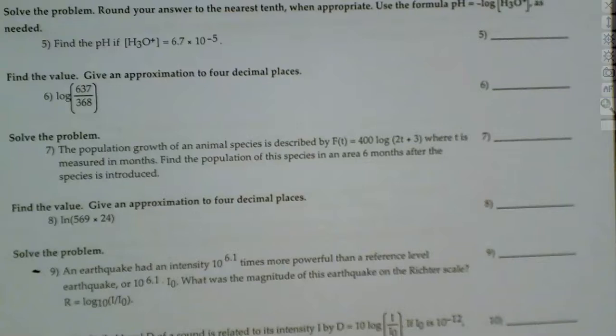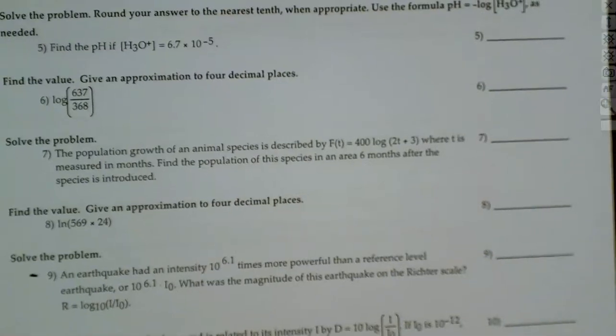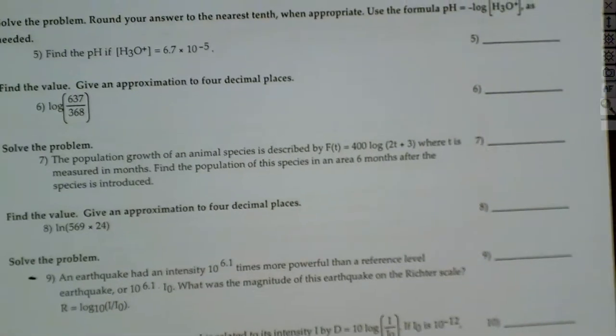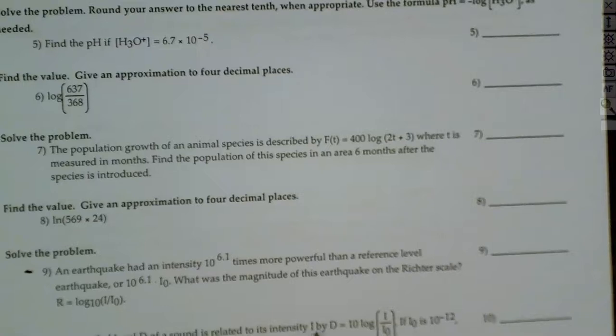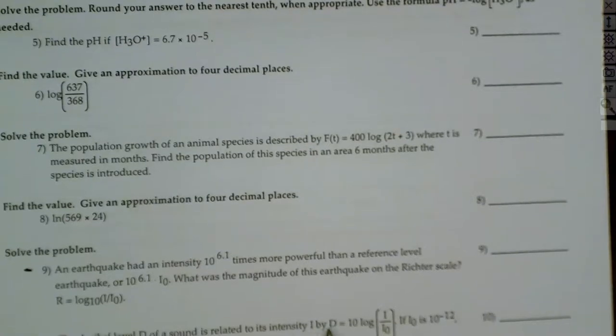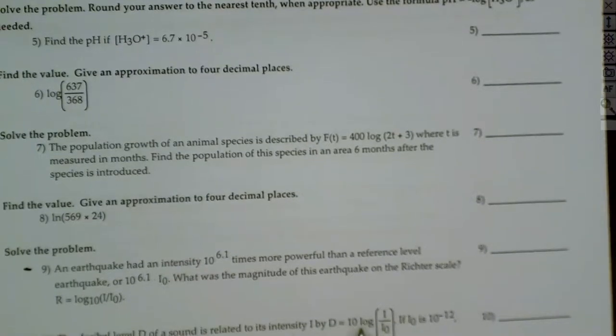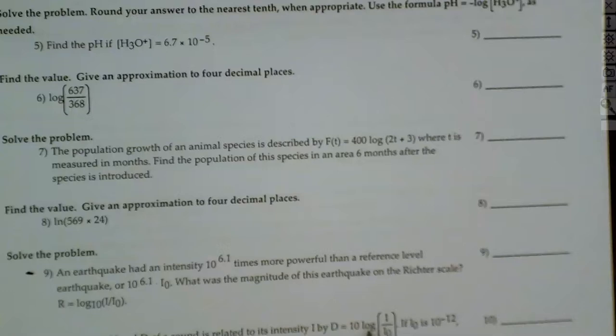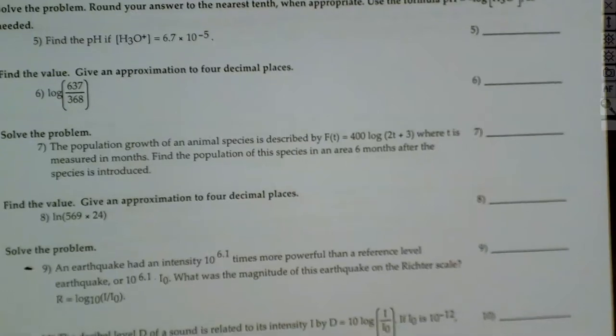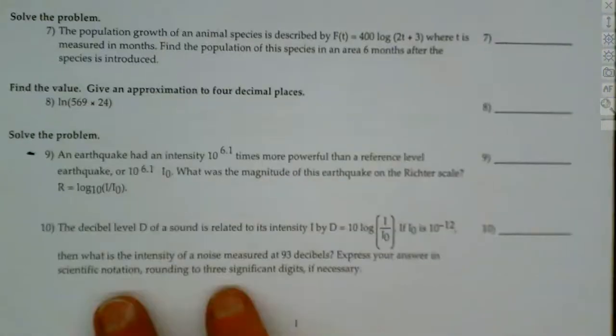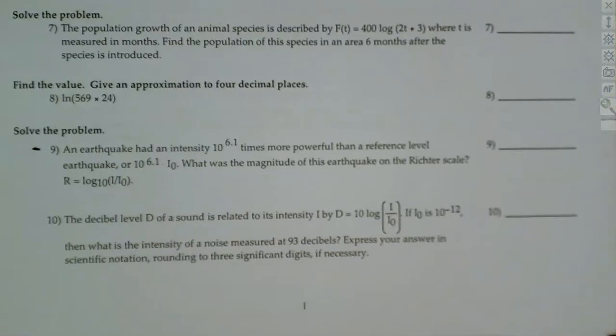The decibel level D of a sound is related to its intensity, I, by this formula. D equals 10 times the log of I over I naught. Now, what is I naught? I naught is going to be the smallest sound you could ever possibly hear. Okay, so it's like a whisper. It's even below. It's really, really small.